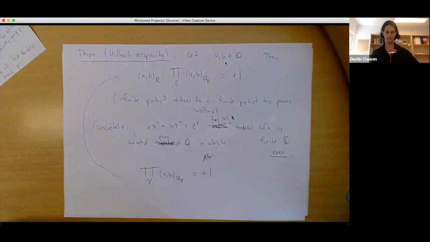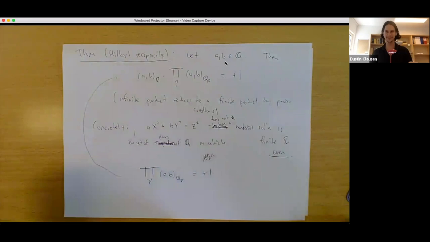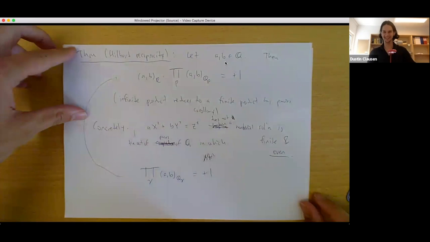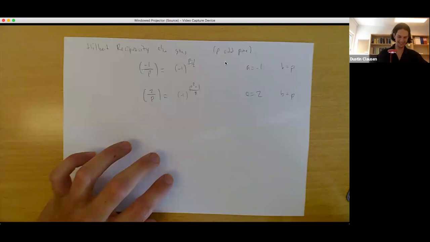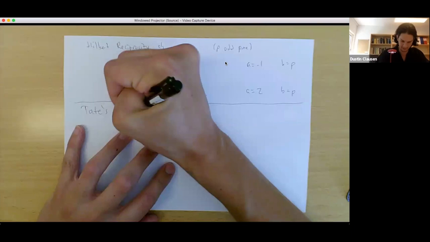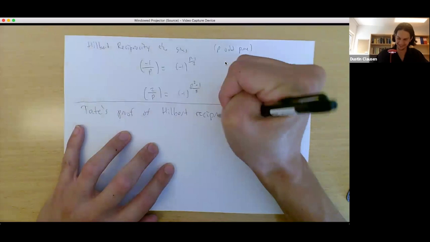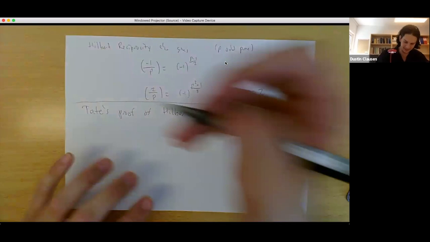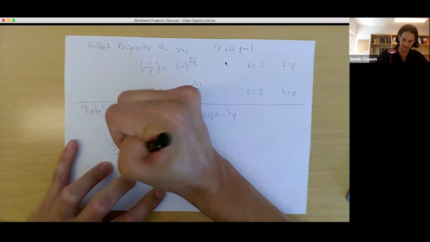No? Okay. Now I'm going to present to you a proof of Hilbert reciprocity, which I kind of dislike, but it's quite beautiful. I'll sketch the proof, and then I'll tell you why I dislike it. So we're going to give Tate's proof of Hilbert reciprocity. I like it too, but there's one reason I dislike it. It consists of two steps, and I'm not going to go into details about either of these two steps. This is just to give you a preliminary idea of the logical structure of the proof.